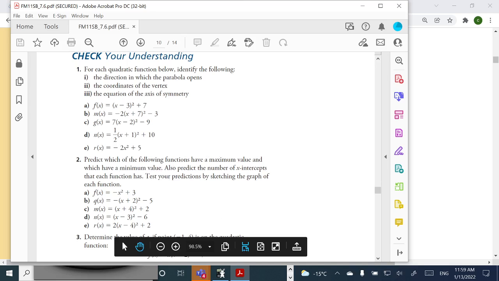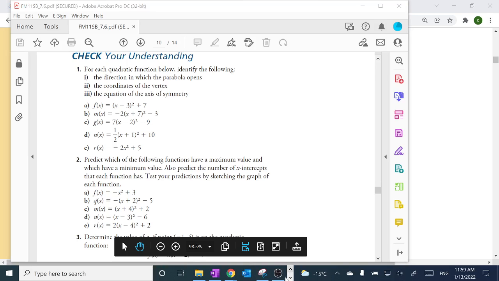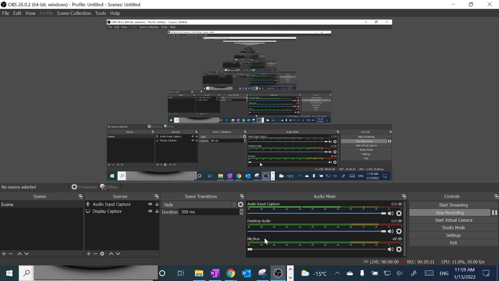Tomorrow we're going to do a new lesson, different stuff. We're going to learn the quadratic formula. So we'll do that tomorrow. And all right, it's lunchtime.